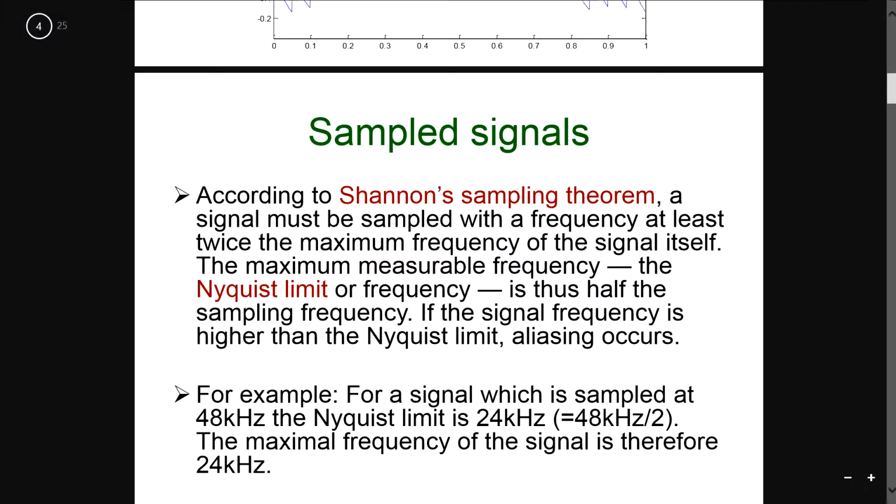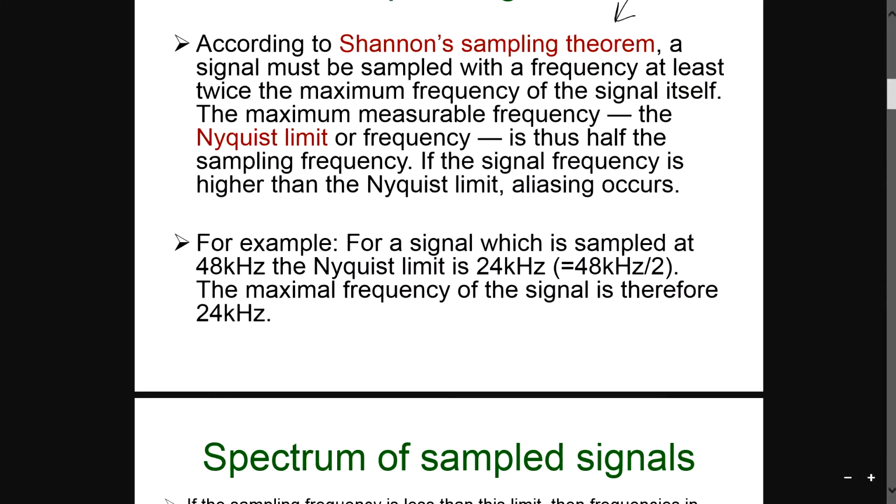And then the Nyquist sampling theorem is your Shannon sampling theorem. So you talk about the Nyquist limit. For a signal which has, for example, 48 kilohertz, you need to divide it by 2, so you have 24 kilohertz. You can only sample using 24 kilohertz, although you use 48 kilohertz, because of the aliasing effect. I'll not go into that because I assume you already know.